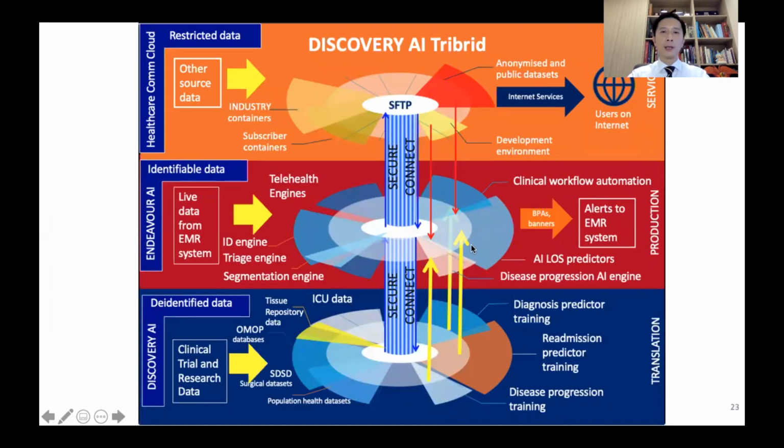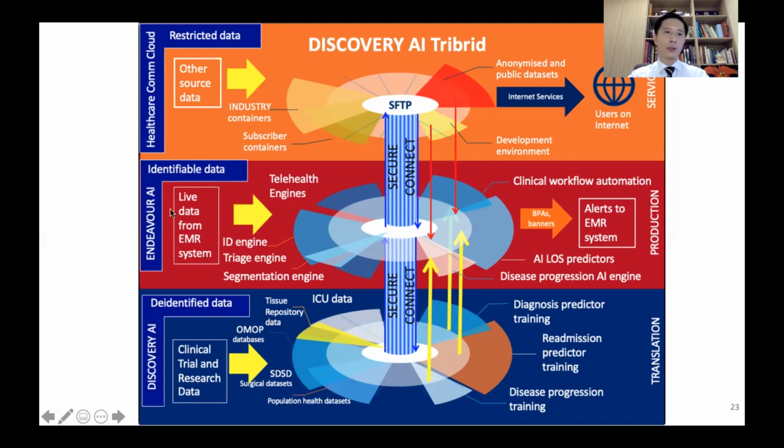Endeavour AI is a different platform because, as you can see here, what we described earlier as Discovery AI allows us to aggregate data, build AI models, and test AI models at near production. This includes clinical trial and research data, and we have numerous AI models that we have developed in the past few years. This uses the identified data, and this is done as a research and development platform.